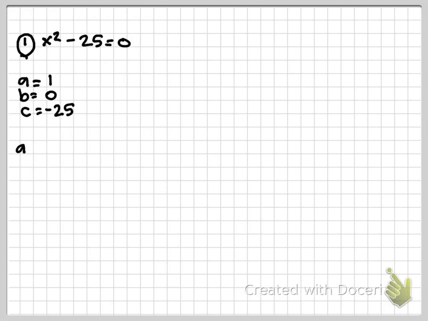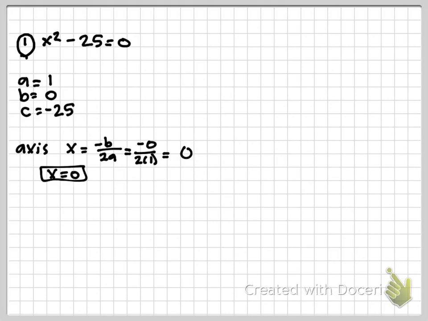So to find our axis of symmetry, we say x equals negative b over 2a. Negative b would be negative 0 over 2 times 1. Negative 0 is just 0, right? And 0 divided by 2 is 0. So x equals 0 for our axis of symmetry. All right, that's important.